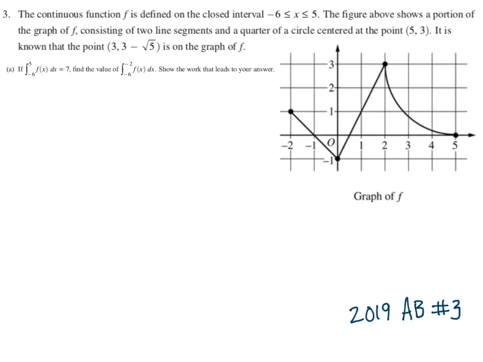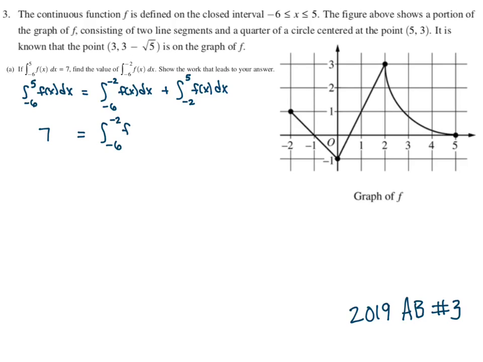So for part A, they say if the integral from -6 to 5 of f of x dx equals 7, find the value of the integral from -6 to -2. So what I would do is, they give me the graph from -2 to 5, so I want to try to partition this out somehow. I can break this integral apart at -2: all of the stuff up to -2, and then from -2 to 5, two different chunks.